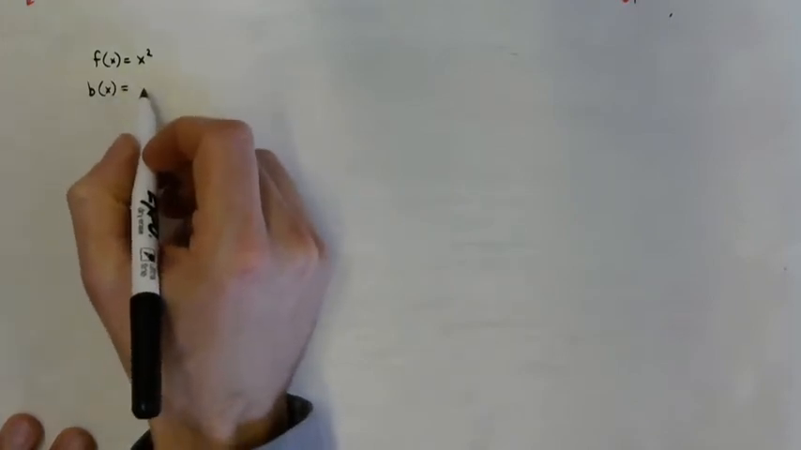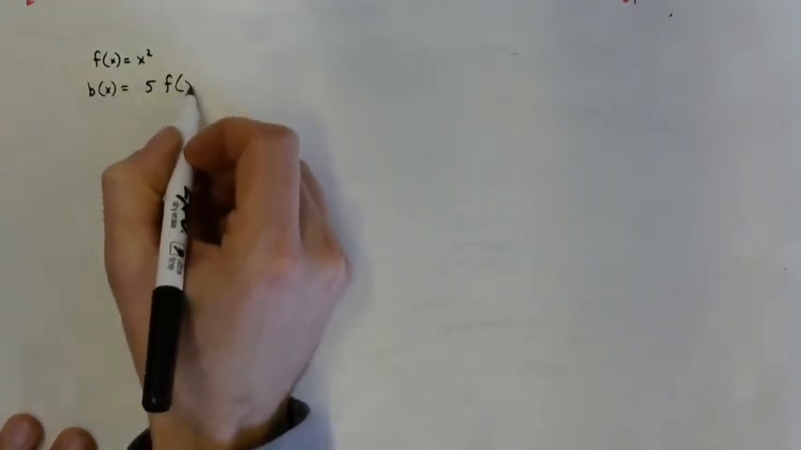Based on the last one, I have a question for you. This time we're going to apply stretches, a horizontal stretch and a vertical stretch, to the same function. Do you think it matters what order we will do it in? Yes. Okay, we have f of x is x squared. First, we're going to create b of x. b of x is 5 times f of x. What's the transformation being applied there?